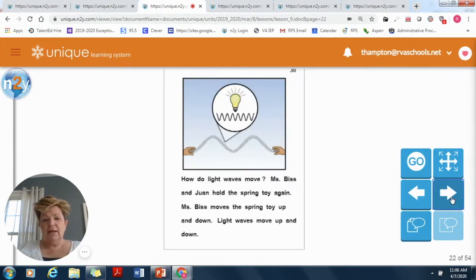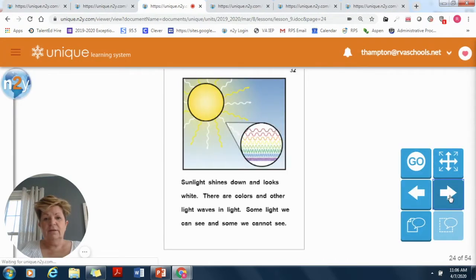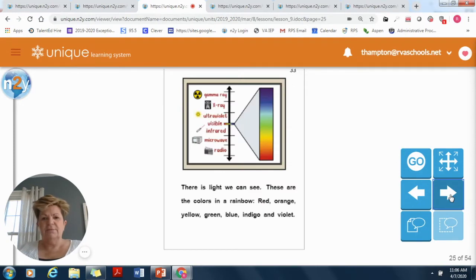Then here we have what appears to be the slinky again. Remember in our earlier chapter, they used a slinky to talk about waves, sound waves. Let's see how that relates to light. And then sound waves versus a light wave. Here we have the sun and then the waves of the many different colors. It'll be interesting to learn what that is about.